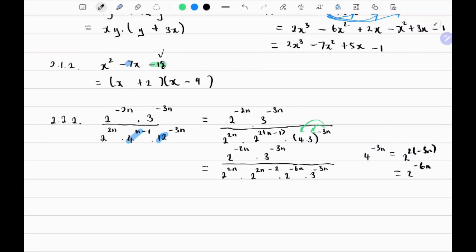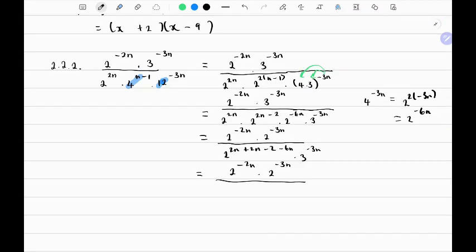So now we can simplify the denominator. We can write this as 2 to the power of 2n plus n minus 2 minus 6n, into 3 to the power of negative 3n. So 2n plus 2n is 4n. 4n minus 6n is negative 2n. So 2 to the power of negative 2n minus 2, and that one becomes 3 to the power of negative 3n.